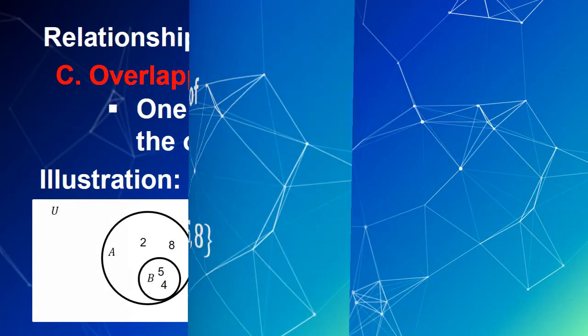Those are the different relationships among sets. This time, we're going to proceed with the operations. After performing an operation, we'll be classifying what type of relationship exists between the sets.